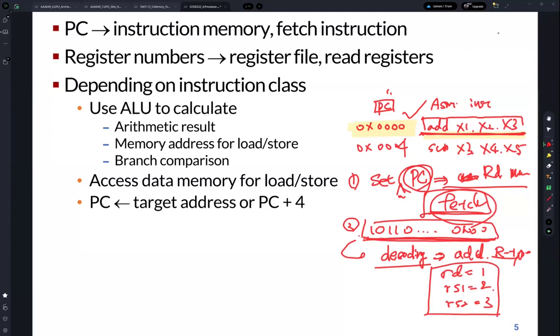We learned about the encoding rule, so decoding is the inverse process of encoding. By decoding the machine code, a processor can figure out, oh, this is the add R type instruction, and RD is 1, RS1 is 2, and RS2 is 3. So this step is called instruction decoding. So it is instruction fetch and then instruction decode.